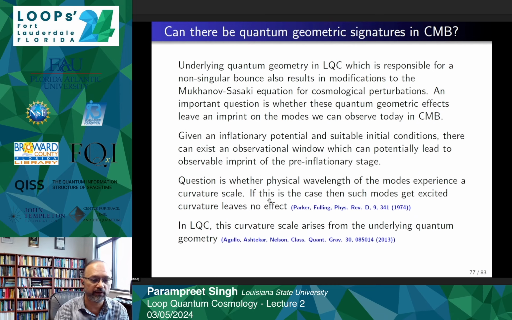And this was a beautiful work by Ashtekar, Gupt, and Nelson, where they showed that this phenomenon, which was earlier discovered by Parker and Fulling and other people, occurs: if the physical wavelength of the mode experiences the quantum geometry scale, then there can be a window in the inflationary regime where, yes, there can be signatures of loop quantum cosmology.